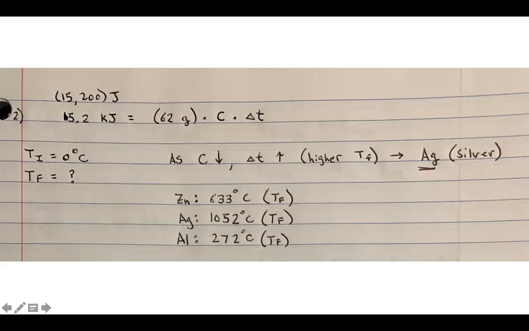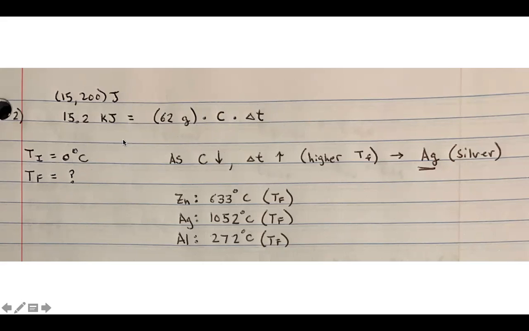Now we're told that the heat put into this system, which is going to be a positive Q value, is 15.2 kilojoules, which is 15,200 joules. That will be equal to the mass of all of our metals, which is 62 grams. That's not going to change from metal to metal, times our specific heat, times our change in temperature. We know that the initial temperature for all of them is 0 degrees Celsius, so the only things that change between these metals are their final temperatures and their specific heat capacities.